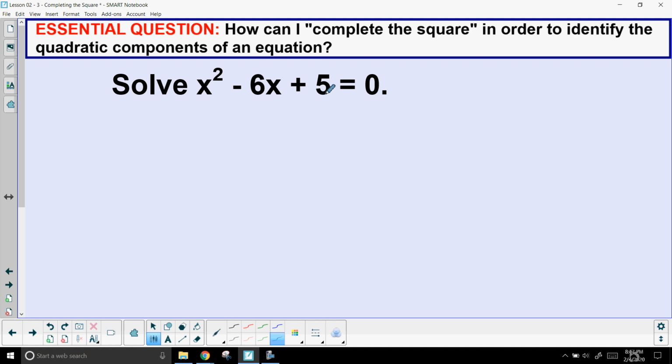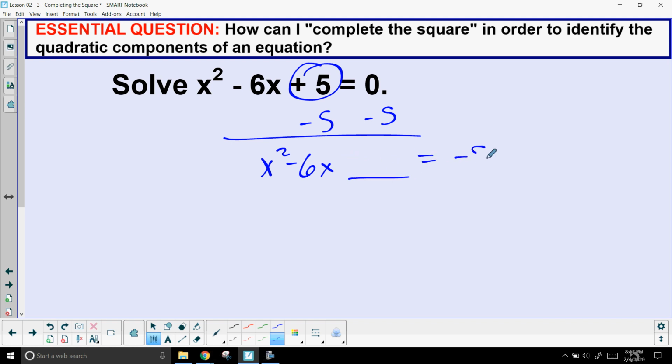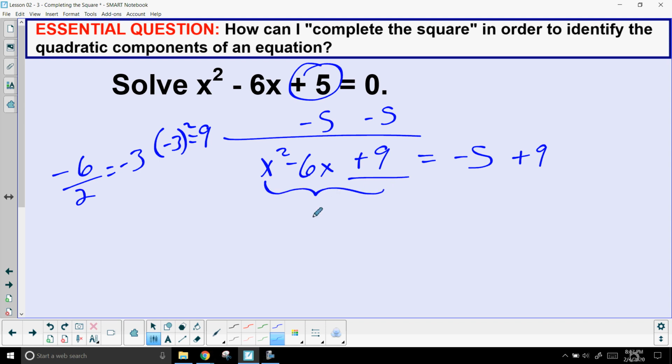Subtract 5. X squared minus 6x blank equals negative 5. Half of negative 6 is negative 3. Negative 3 squared is 9. So we're adding 9 again. Again, we're factoring this in our favor. See, negative 3. And 9 minus 5 is 4.